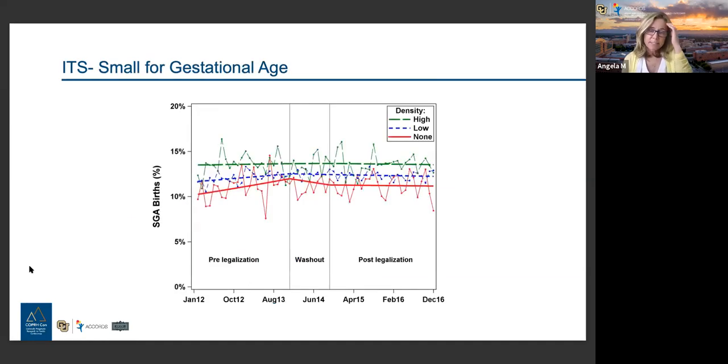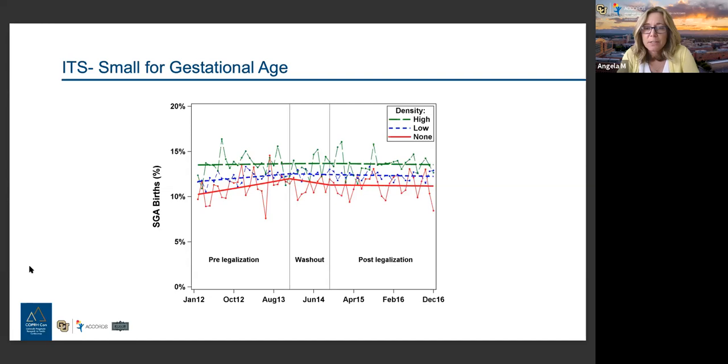All right, the next slide is the ITS figure for the small for gestational age outcome. The y-axis is the percentage of SGA births out of overall births for that time period, and of course the x-axis is time. Then you've got your noisy background here, which would be the observed values, and the straight lines are your predicted aggregated values by month that come from the model.